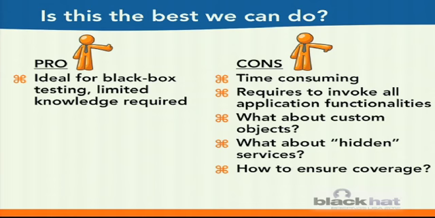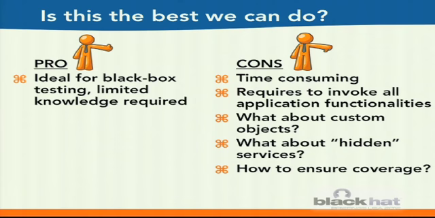So just to summarize, the techniques presented so far are quite good for black box testing because they do not require knowledge of the target. However, they are indeed time consuming. If we want to enumerate, as I said, all endpoints and operations, we need to browse the Flex application, use all functionality, try to trigger every possible option, then dump the traffic and enumerate the endpoints. That's time consuming.